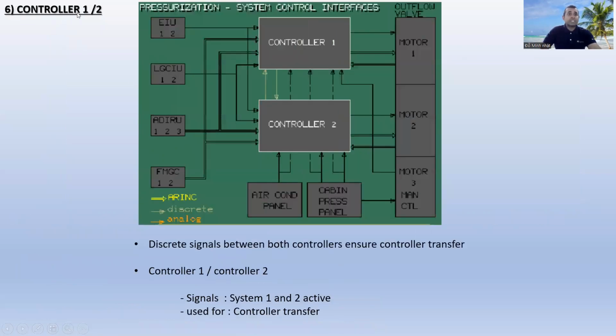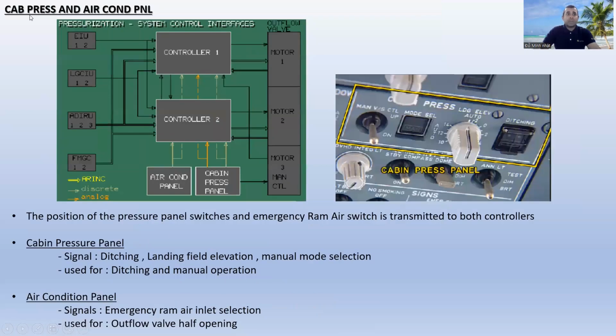Okay, and next one, controller 1 and 2. Here is controller 1 and here is controller 2. So discrete signals between both controllers ensure control transfer. Control transfer will happen through the discrete signal. You can see controller number 1 to controller number 2 and controller number 2 to controller number 1. So the controller 1 and controller 2 signals, system 1 and system 2, are active and used for controller transfer.